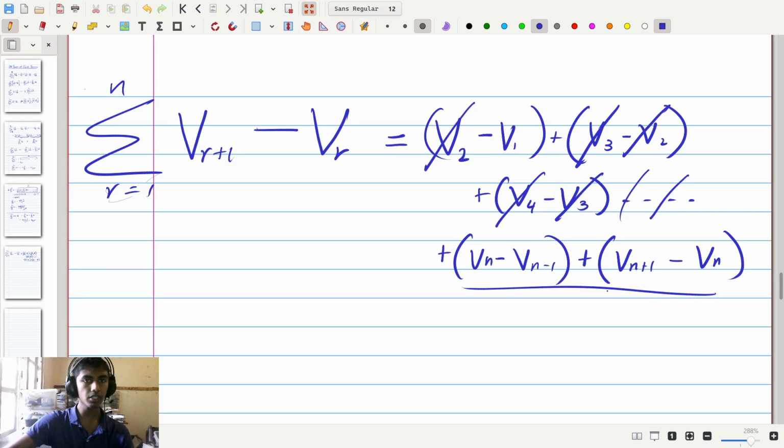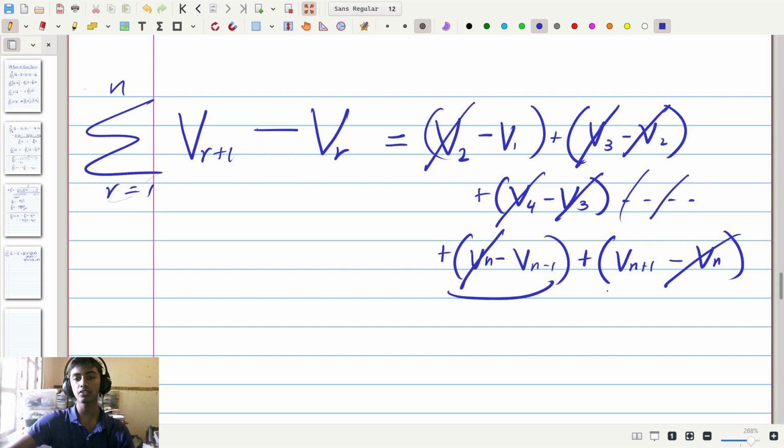Looking at the very last terms, we can see the last term contains a negative v of n. The term before it contains a positive v of n. Therefore, these two here would also cancel out. So this v of n and this negative v of n would cancel out.